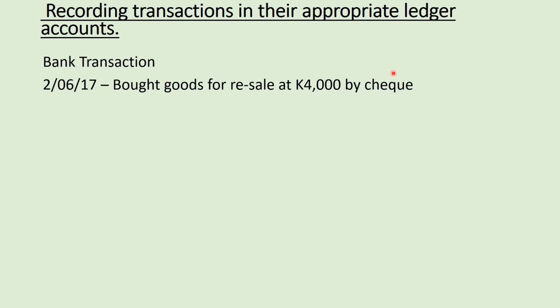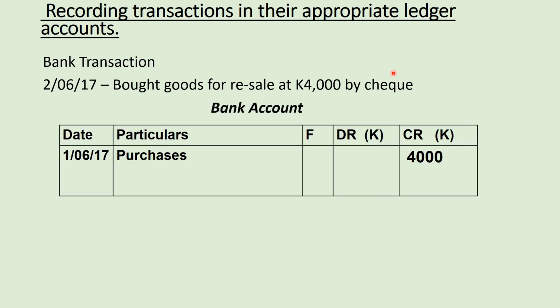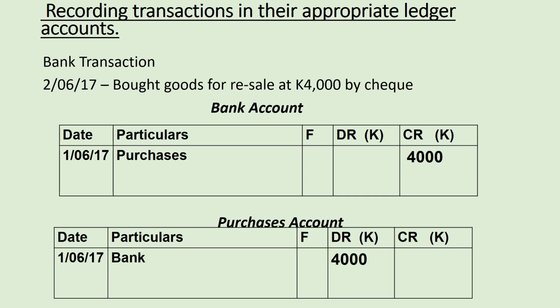Which one is receiving? The bank account gave away a value of 4,000, while the purchases account is going to receive goods worth 4,000. So, starting with the bank account, we're going to draw the table. Particulars, purchases, the date is supposed to be 2nd, and of course the bank account gave away 4,000. So I'm going to write another account for purchases, where we're going to debit purchases because it received 4,000. So when we do that, we're going to have this.